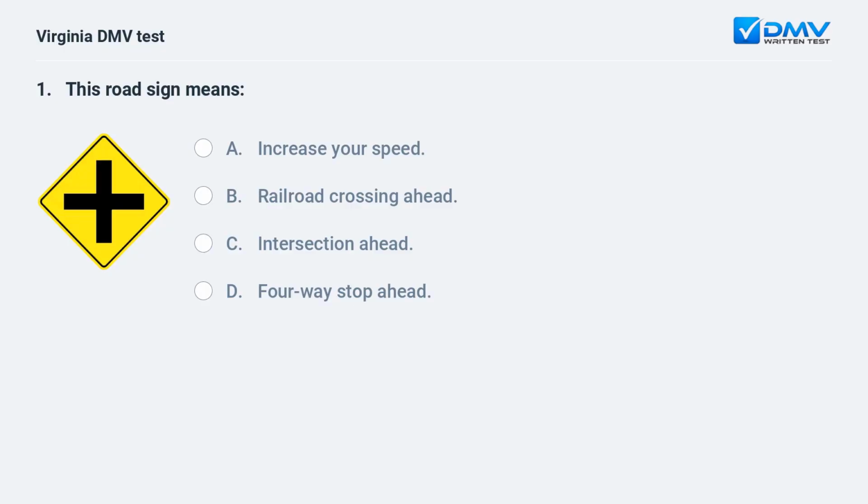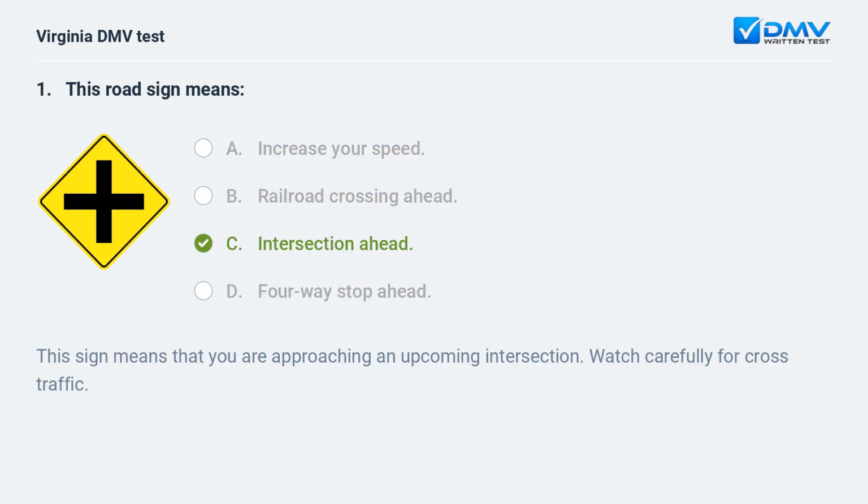This road sign means A. Increase your speed. B. Railroad crossing ahead. C. Intersection ahead. D. Four-way stop ahead. C. Intersection ahead. This sign means that you are approaching an upcoming intersection. Watch carefully for cross traffic.